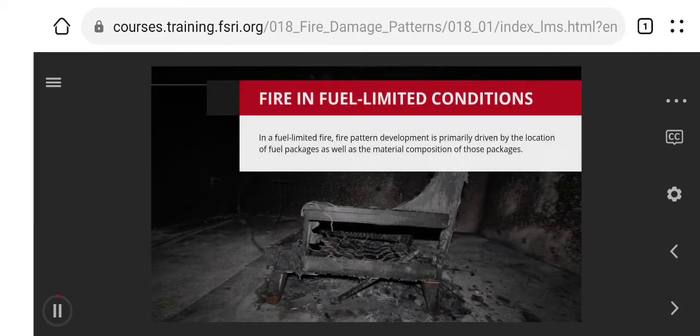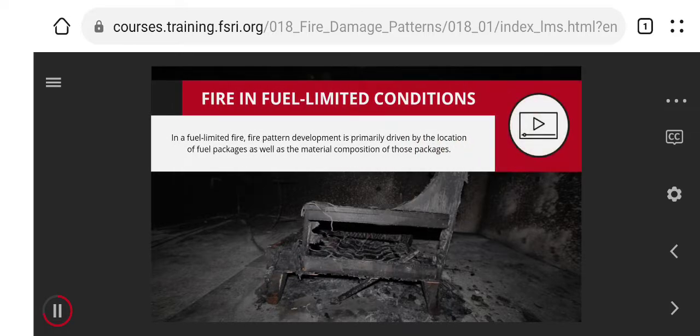In a fuel-limited fire, where oxygen is plentiful, fire pattern development is primarily driven by the location of the fuel packages as well as the material composition of those fuels, because it is the availability of fuel that controls the intensity of burning. In these conditions, the fire typically spreads from one fuel package to another through contact and radiative heat. Click the icon to see an example or click Next to proceed.